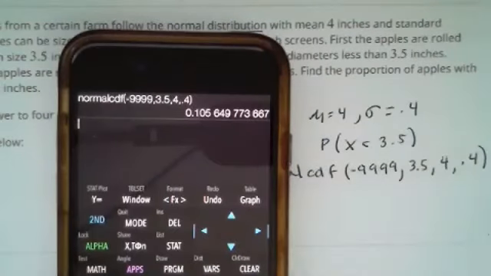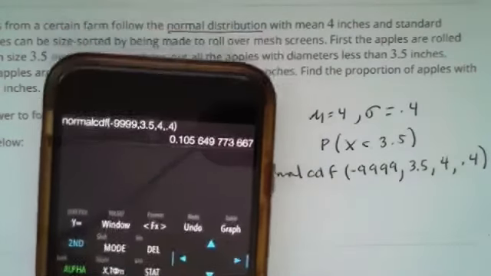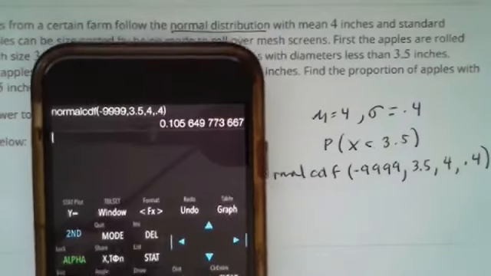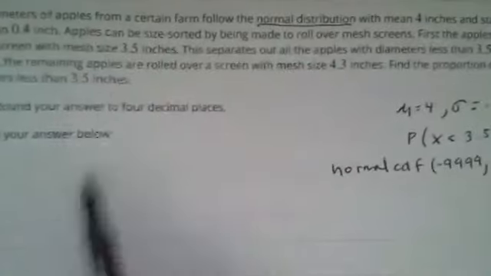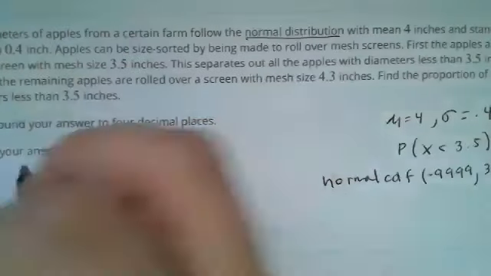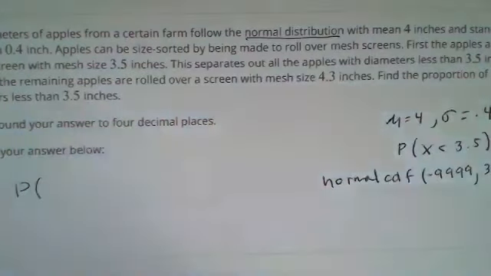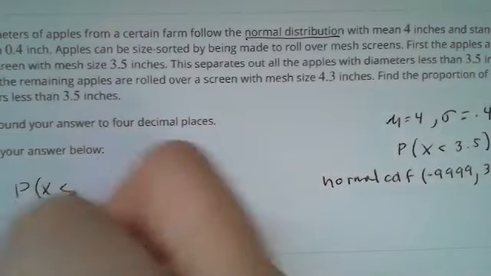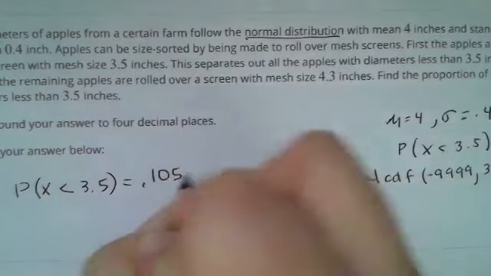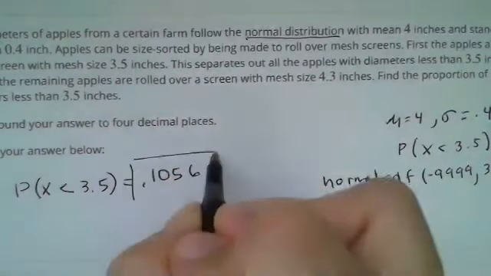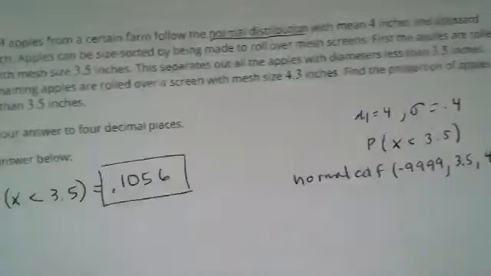Okay, so your final answer would be 0.1056. So round your answers to 4 decimal places. So it would be the proportion of apples with diameters less than 3.5 inches is 0.1056. Okay, so this would be the answer that you enter.